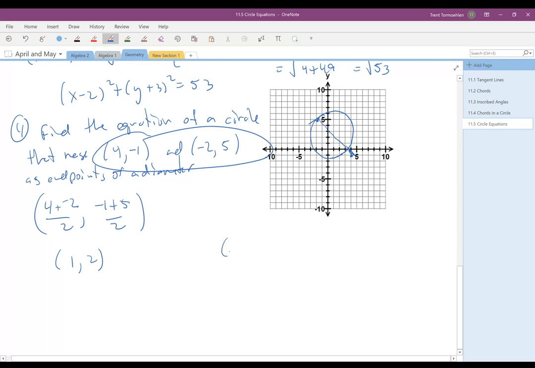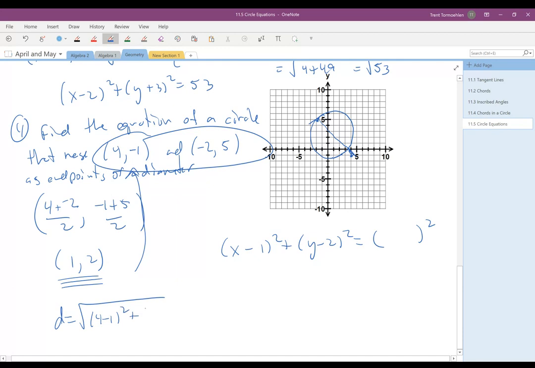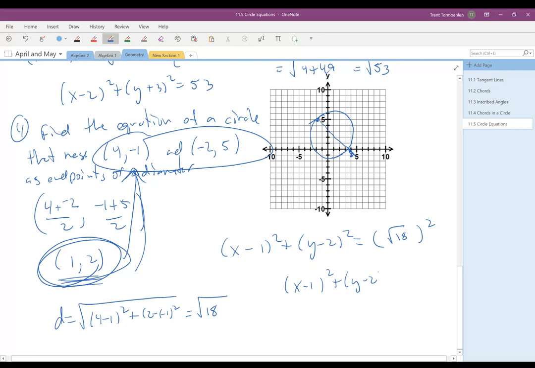So again, now we know our formula is x minus 1 squared plus y minus 2 squared equals, and then we need our radius squared. Well, the radius is just the distance from the center to one of these 2 points. And so 4 minus 1 squared plus 2 minus a negative 1 squared, so it's going from the center to that point. That just turns out to be square root of 18, but the square root of 18 squared is just 18. So x minus 1 squared plus y minus 2 squared equals 18.